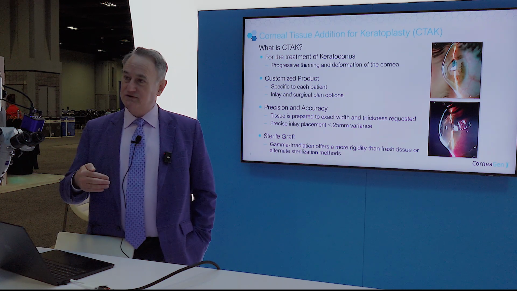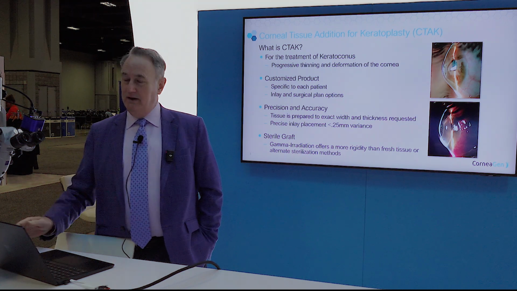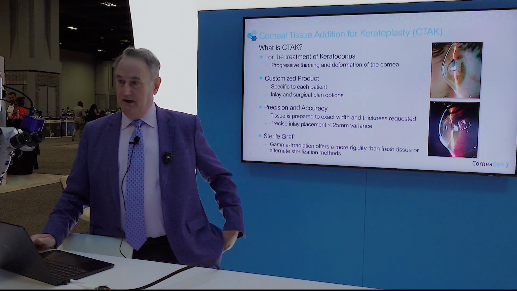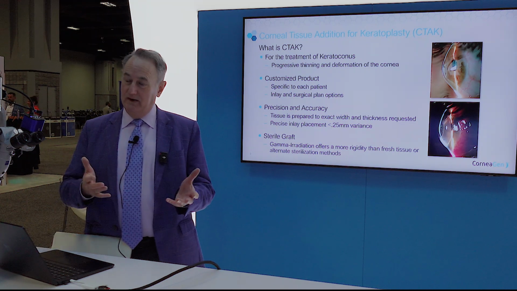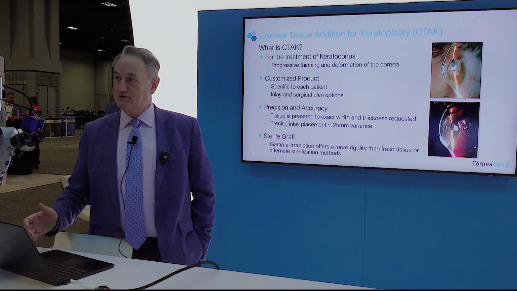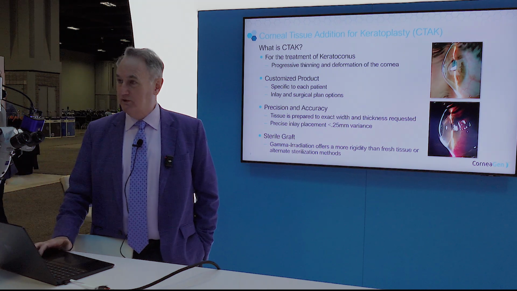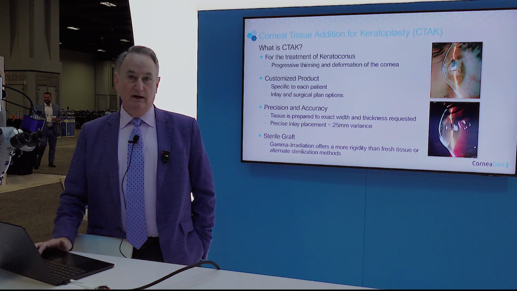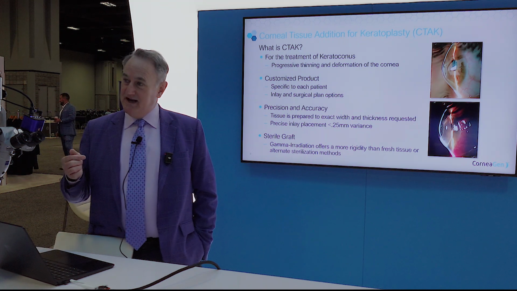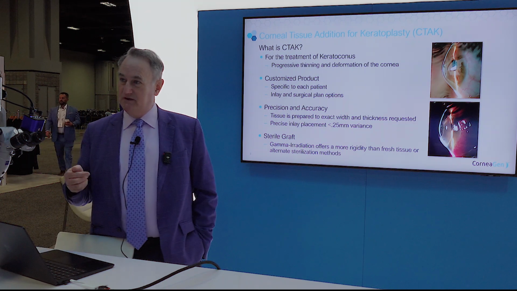And then there were other various versions of augmentative or addition procedures, such as Intacs or Ferrara rings outside the US, to be able to help reshape the cornea. And then obviously now we've moved into where there are even more and more options. Cross-linking's a very common thing, and then corneal tissue addition keratoplasty has really taken off across the country and across the world.